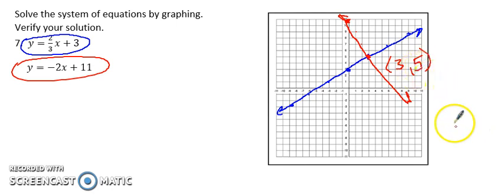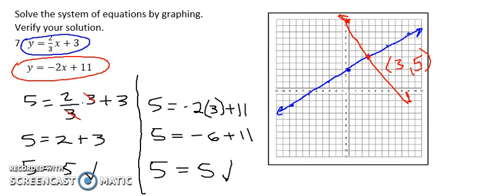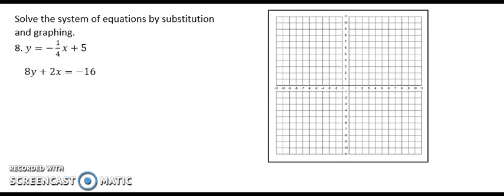Now I want to verify my solution by plugging this point back into both of these equations. I plugged the point into x and y in both equations, and I found that I get a true statement, which means that yes, the point is on both of these lines. We've verified the solution we found by graphing. Let's go ahead and move on to the next question.